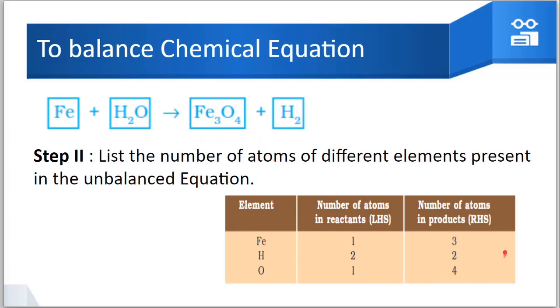So from the table you can observe that this chemical equation is an unbalanced chemical equation, because the number of atoms in the reactants is not equal to the number of atoms in the products. So let us balance this equation.